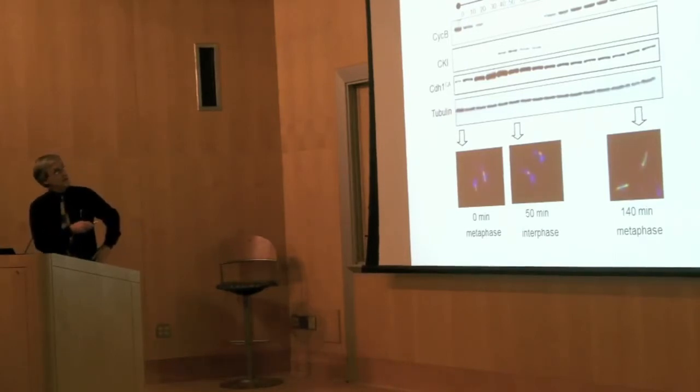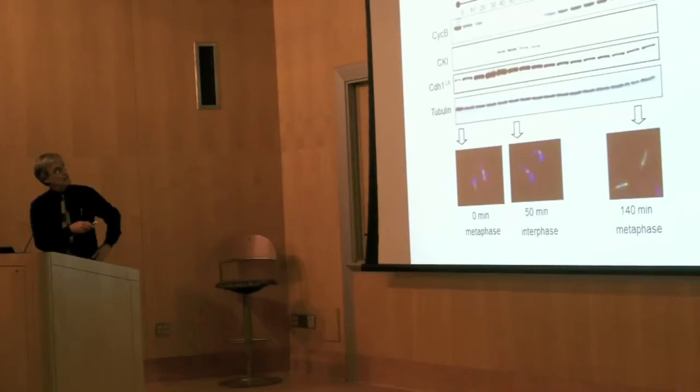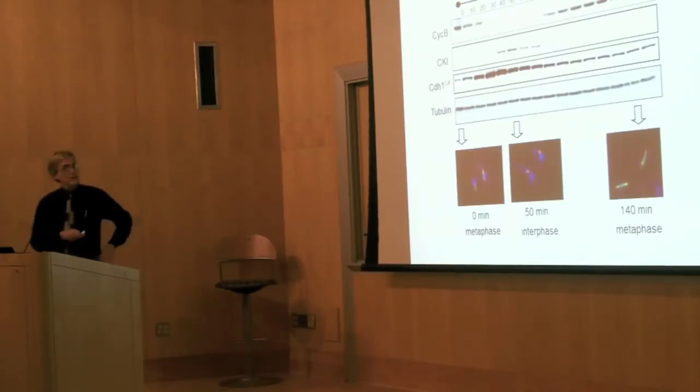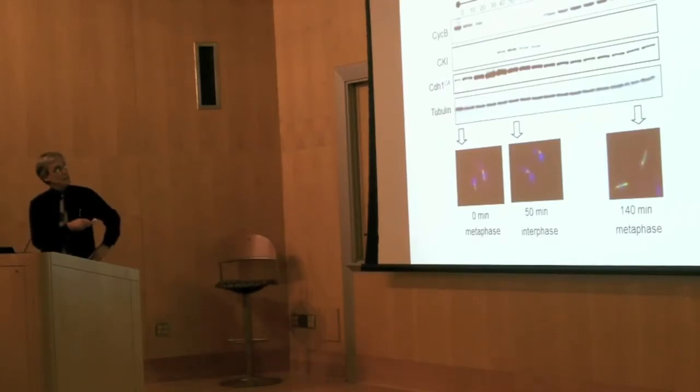But then, at 50 minutes, they raise the temperature to 37 degrees centigrade, and lo and behold, cyclin B comes back again, prematurely, and the cells return to metaphase, just like predicted by the mathematical model. On the other hand, if you wait 10 minutes longer and you raise the temperature to 37 degrees at 60 minutes, then it's too late. This doesn't happen. Cyclin B doesn't return. CKI doesn't go away. The cells remain in interphase. They don't go back to mitosis.